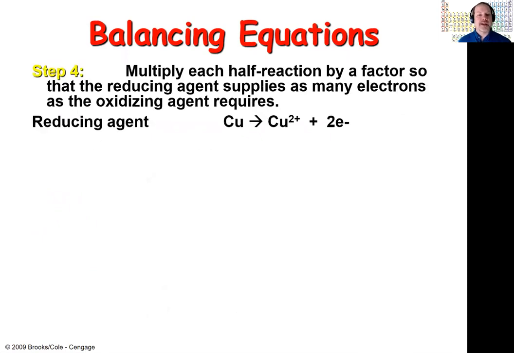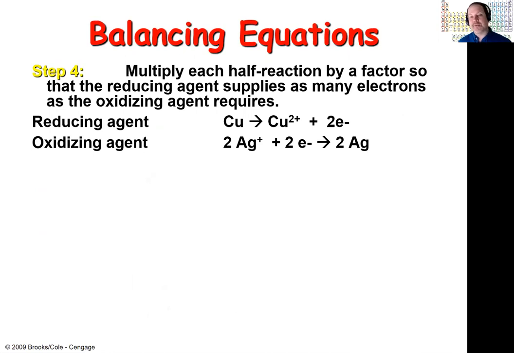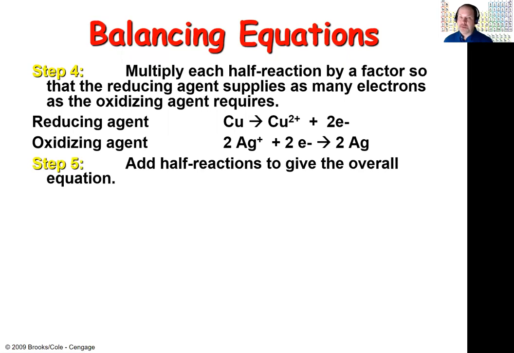So we're going to multiply the silver reaction by a factor, in this case 2, so that we have the same number of electrons being given off in the oxidation step and gained in the reduction step. So I've added the new words here as a review. Copper is the reducing agent because it gets oxidized. Silver ions are the oxidizing agent because they get reduced. It's important to remember the terms agents. We like to use those.